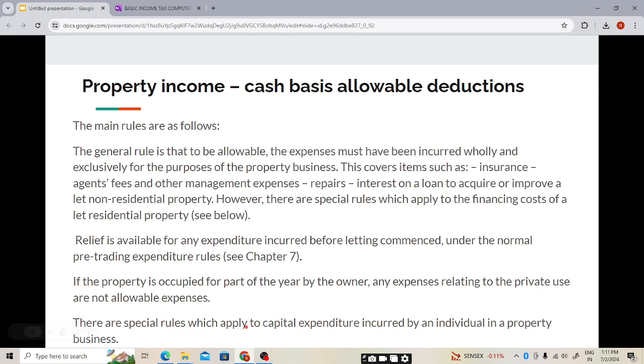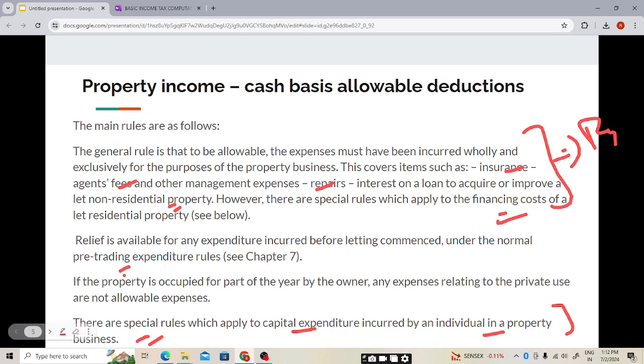There are special rules which apply to capital expenditure incurred by an individual in a business. These were all revenue expenditure: insurance, repairs, agent fees, as they are not increasing the income from your property. So these will all be allowed. But when it comes to finance cost, we have some special rules. For non-residential property, it will be deducted. For residential property, we have a different way of getting the tax relief.